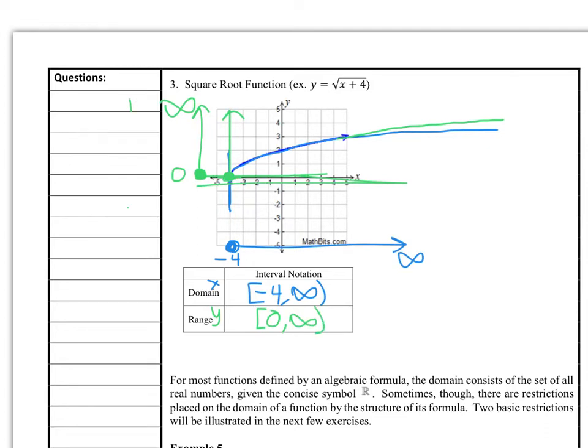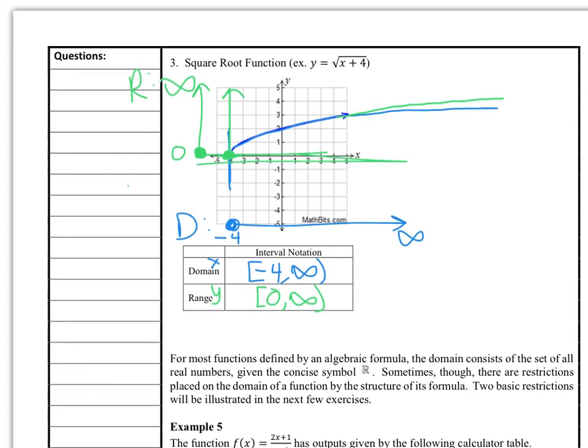Okay, so this is our range, and this is our domain, so that you have those labels in case you need to look back at it. Domain goes left to right, range goes bottom to top.